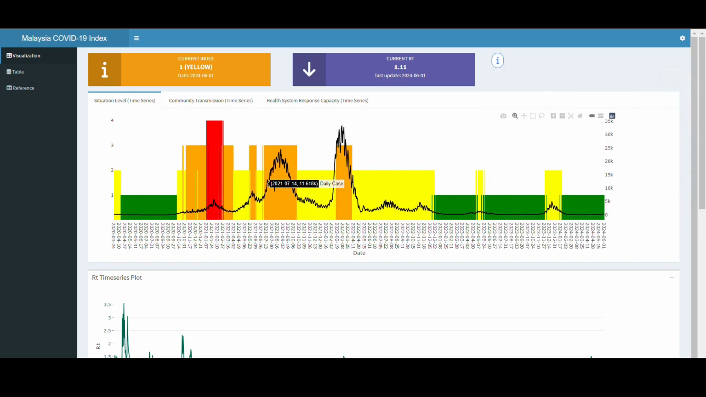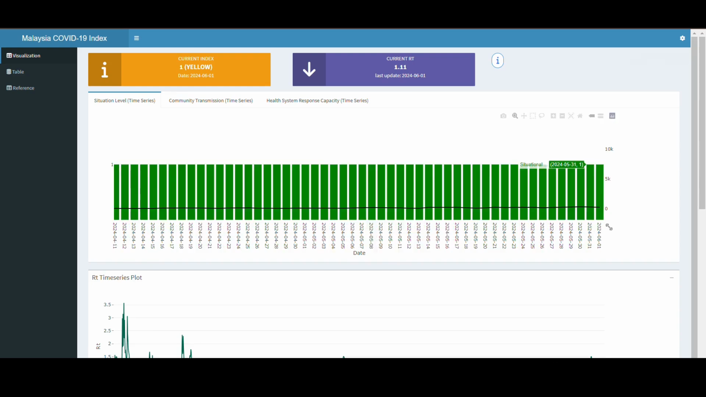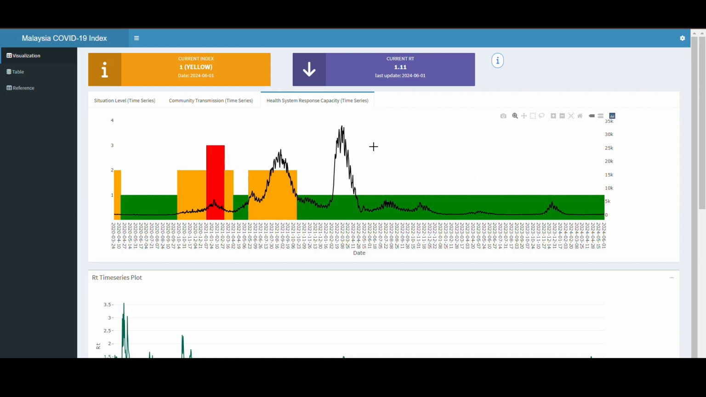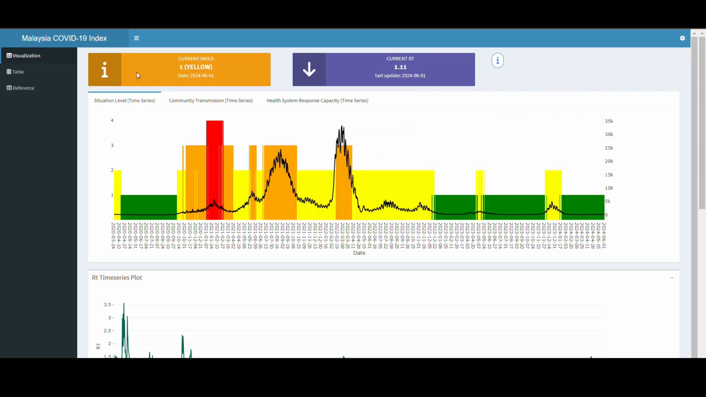Also, the graph presents daily COVID-19 cases, so users are able to appreciate how the changes in COVID-19 cases occur with respect to the situational level metrics. The interactive functions allow users to zoom in to specific dates as well as zoom out. In addition, users can also view the daily community level transmission along with the daily health system response capacity levels. And in the top corner of the web application, we can see the most recent situational level along with the effective reproduction number, which has been integrated into the situational level metrics.